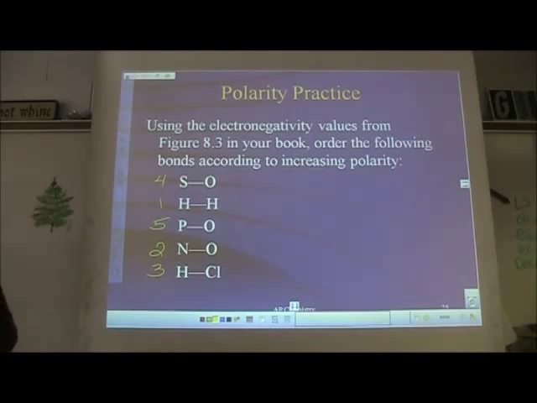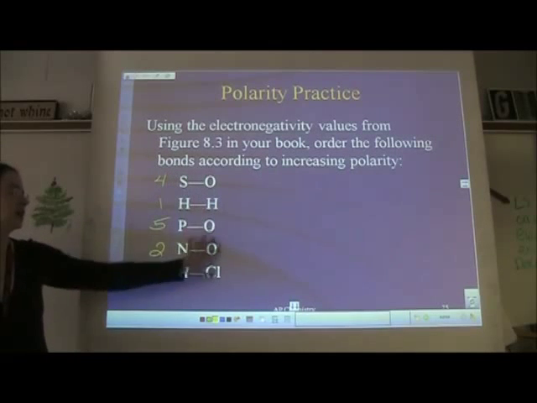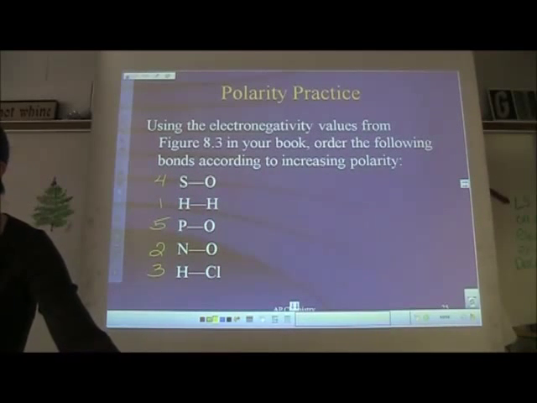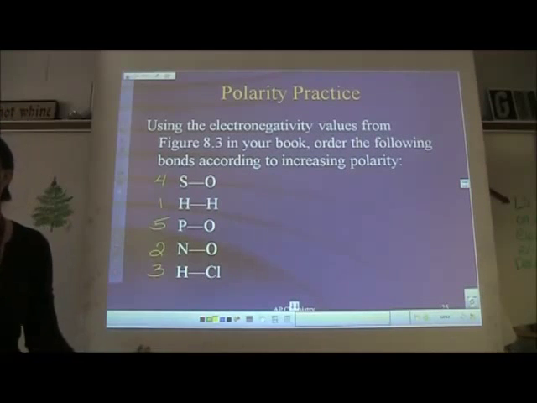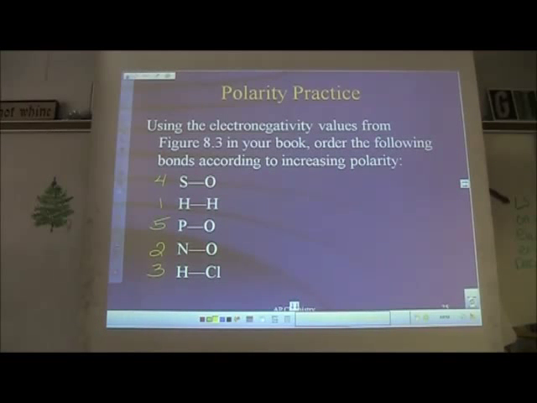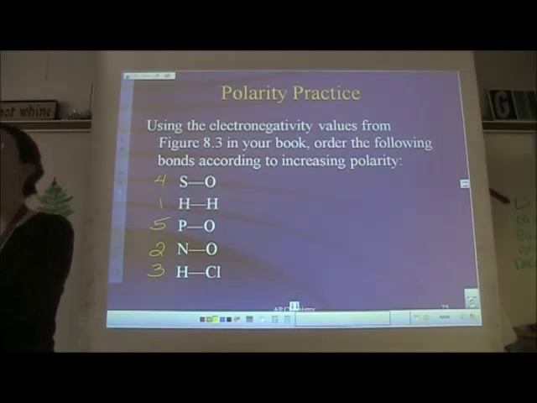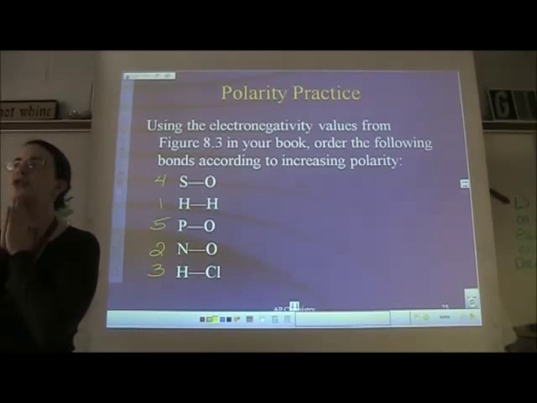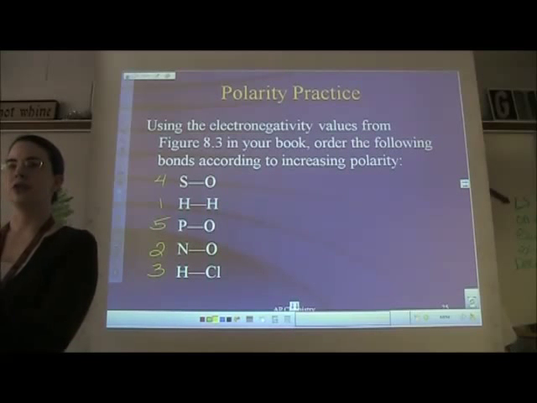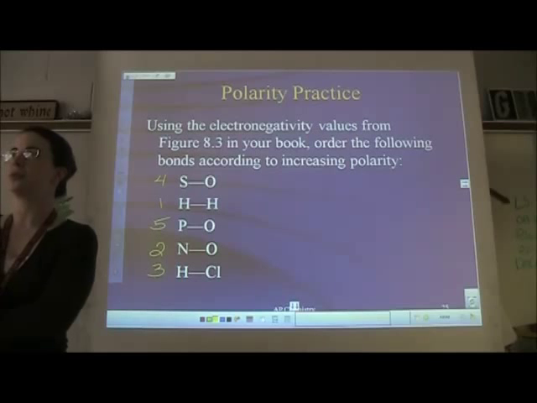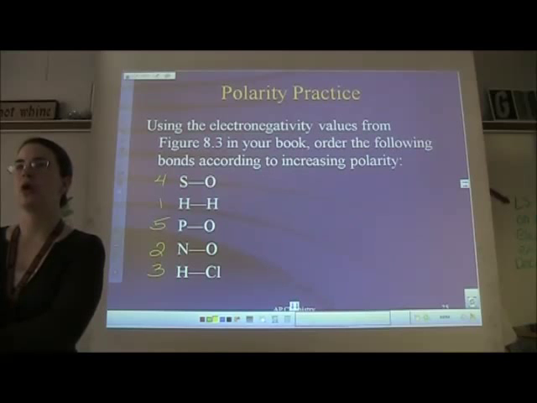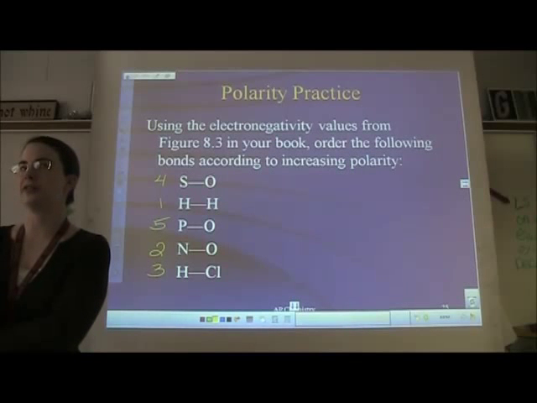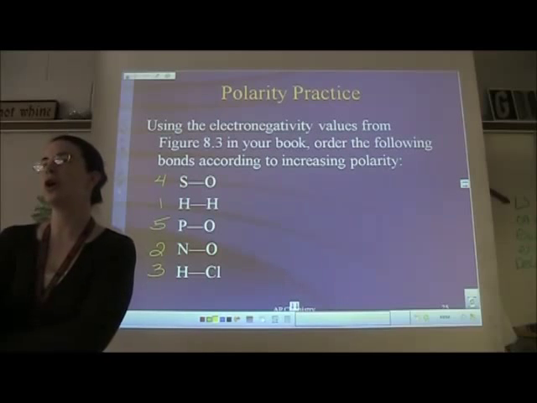And somebody last class asked a great question. Would I ever ask you something like this without this chart in front of you? Probably not, because I don't expect you to know these numbers. But here's something I could ask you. If you look at your periodic table, what if I asked you to compare oxygen and fluorine, so O and F, there's a bond between those two, and carbon and fluorine. So OF versus CF. Which one is more polar?